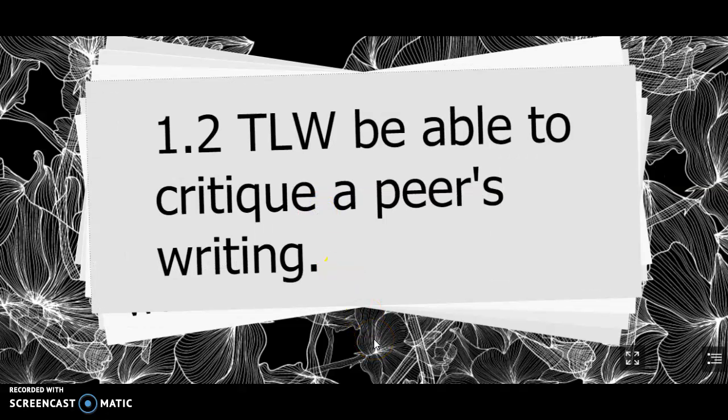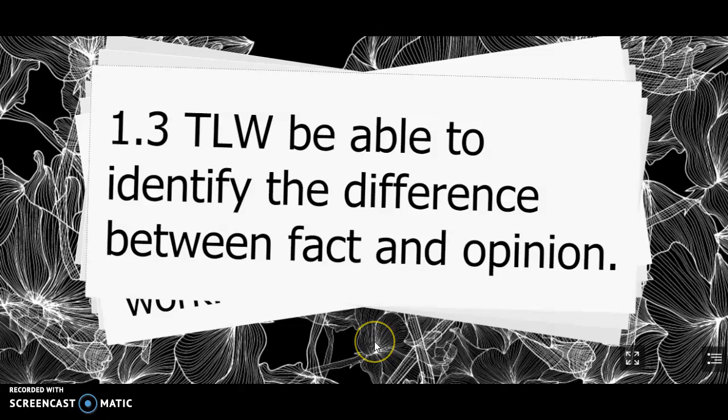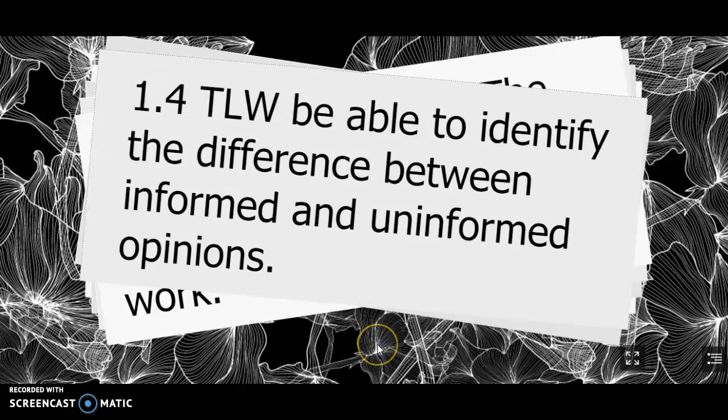1.2, the learner will be able to critique a peer's writing. So they shouldn't just be able to look at their own writing on a given topic. They should be able to see others and be able to practice those same skills. 1.3, the learner will be able to identify the difference between fact and opinion. 1.4, the learner will be able to identify the difference between informed and uninformed opinions, and that's really the advanced part of the mini lesson that advanced students need more work with.